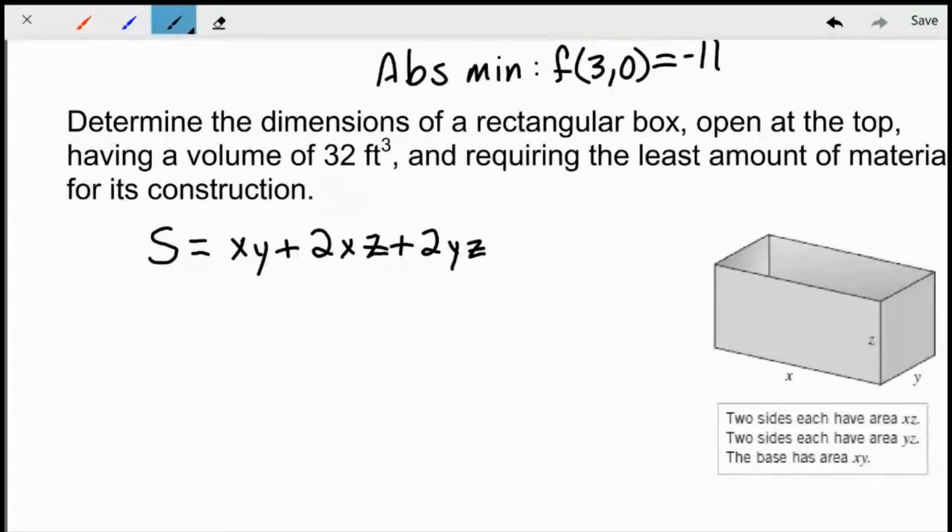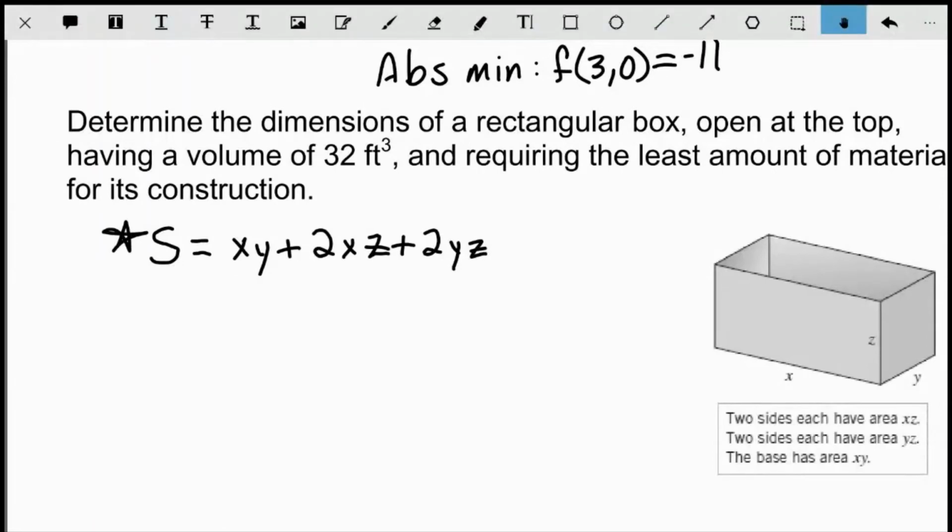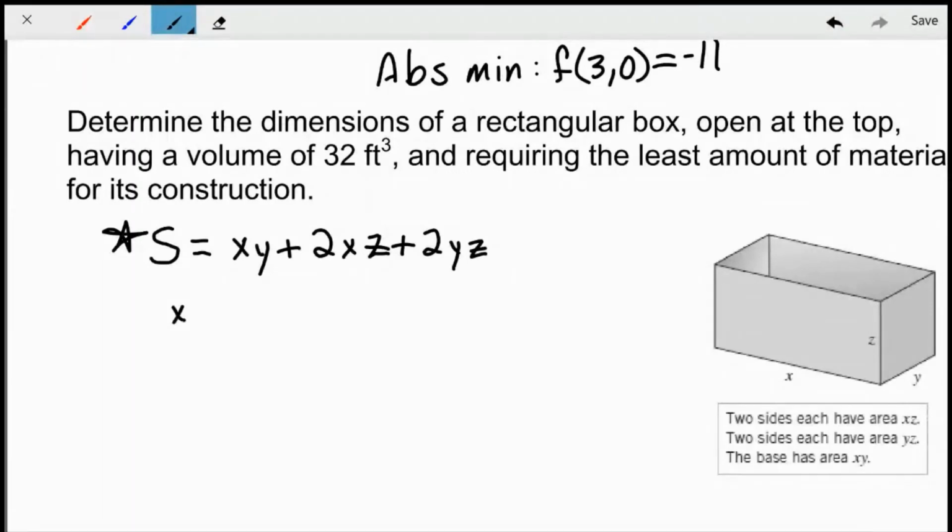So this is the function. I'm going to put a little star next to it. That's the one that I want to minimize. But I also have other information here. I know I have a volume of 32 cubic feet. Well, that means XYZ has to be 32, because that's the volume of the box, XYZ. It has to equal 32.